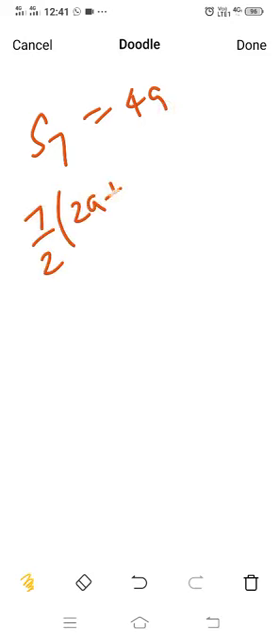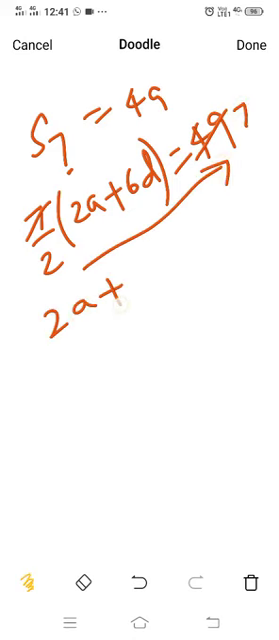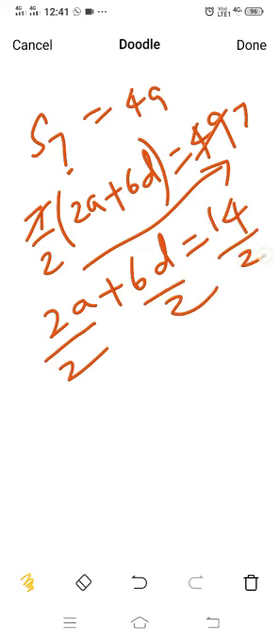So the sum of the first 7 terms, S7, is equal to 49. So 7 by 2, n by 2 into 2a plus n minus 1 into d, where n value is 7. 7 minus 1 is 6d, which is equal to 49. So this is 7 one times, this is 7 times. This 2 we have to cross multiply to the other side. So 2a plus 6d is equal to 7 into 2, which is 14. Let us divide throughout by 2. So a plus 3d is equal to 7. This is the first equation.